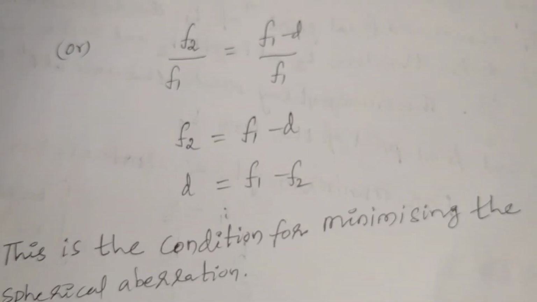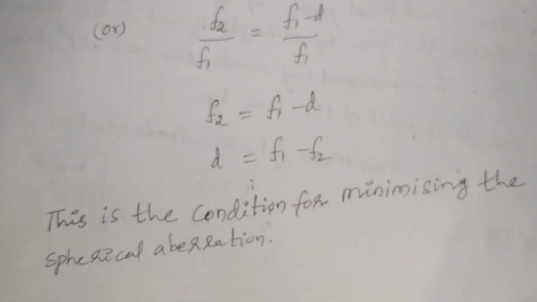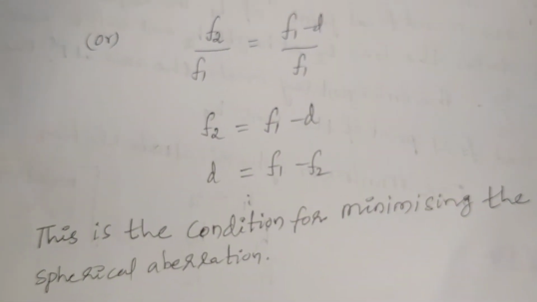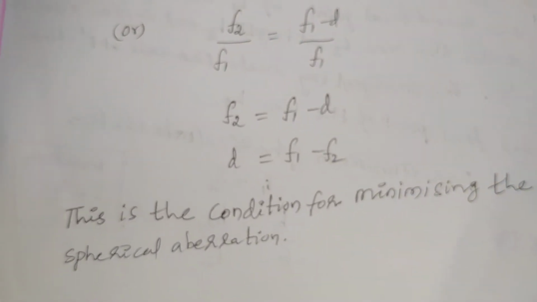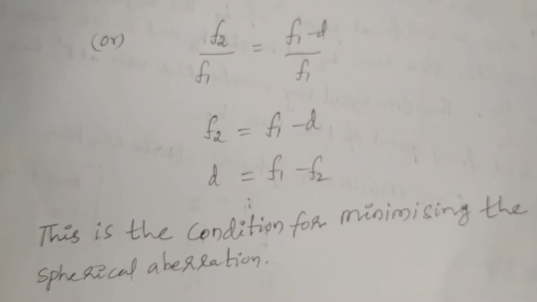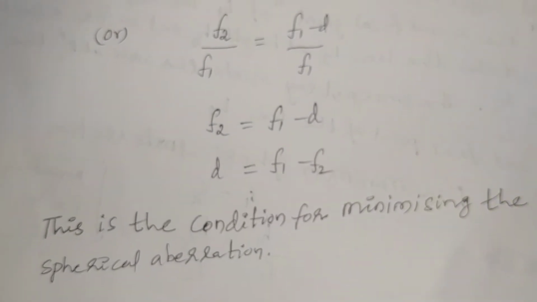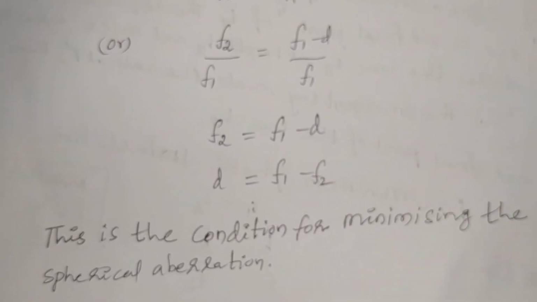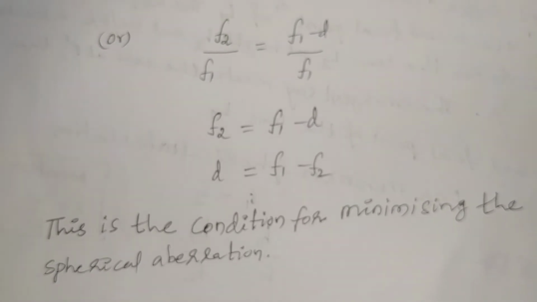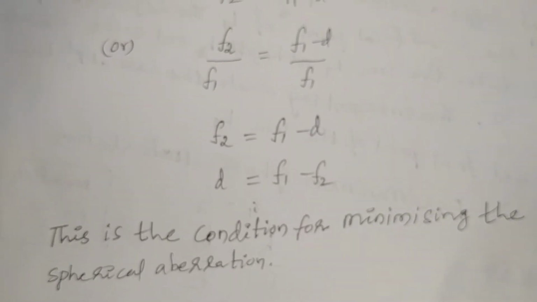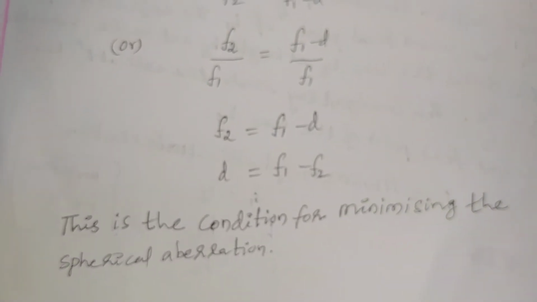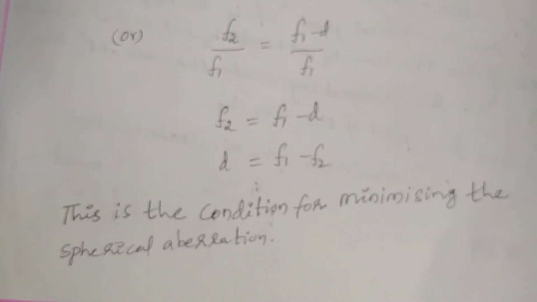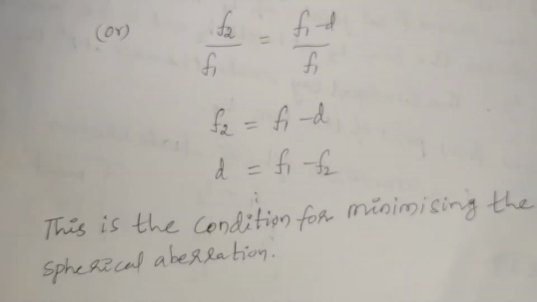So the separation between the two lenses is equal to the difference of their focal lengths. The difference in focal length of the two lenses must be equal to the separation between them. In this case, the spherical aberration can be minimized.